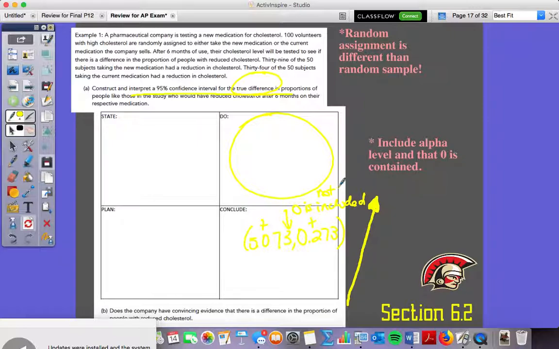Since 0 is not contained in the confidence interval, do we have convincing evidence to say the medication did, in fact, reduce the cholesterol? Yes, we can say that, but why? Can I have a cause and effect, though? No.